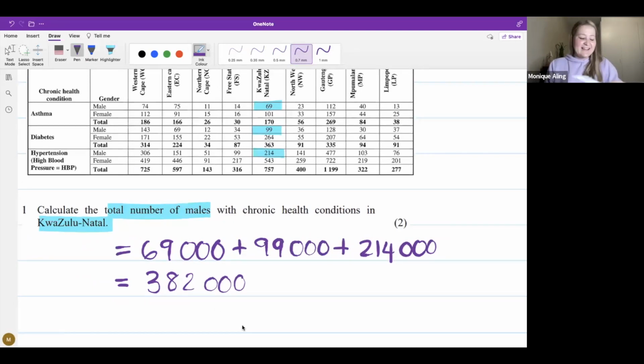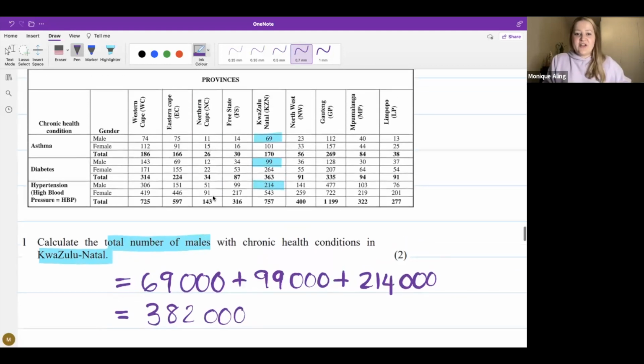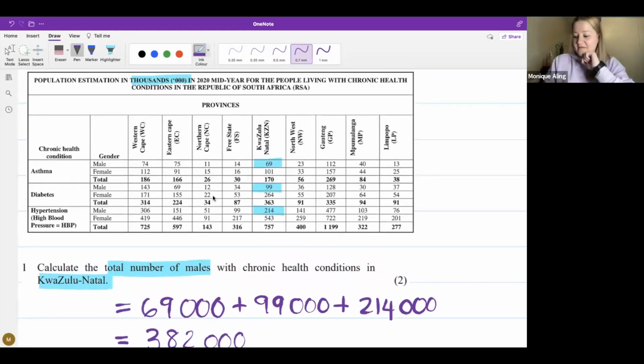Kagiso, yes, you've raised your hand. I'm a bit confused. Where is the 1,000 coming from? Because on the screen I'm seeing 69, 99, and 214. Okay, good question. So in the heading of the table, where I've highlighted at the top, it says estimation in thousands. So instead of them writing it out in full, they've just given it as shorthand in a way, told us as thousands in the heading. So we read 69 as 69,000 because they've mentioned it at the top there. Okay, guys, so please always just take note of that.